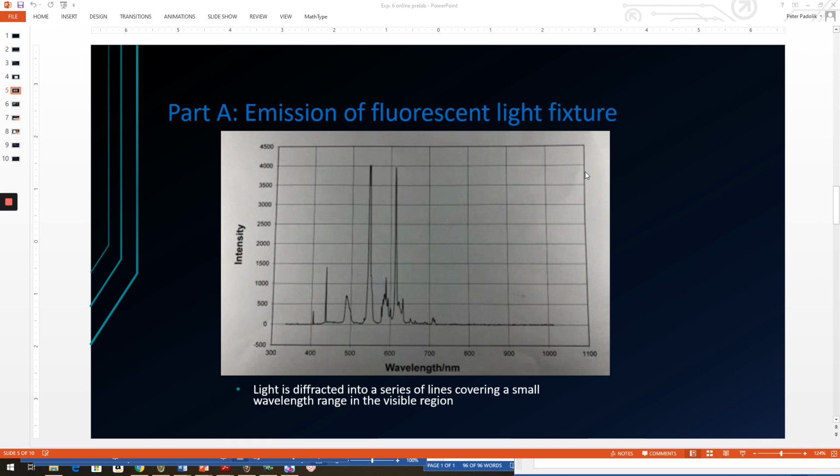This plot will be provided to you on the post-lab sheet, and this represents the emission spectrum for fluorescent light. It's a plot of light intensity versus wavelength. You will notice that when the light is diffracted, it appears only as a series of peaks, each occurring over a narrow wavelength range in the visible region. Since the color of light emitted in the visible region depends on the wavelength, each peak represents a different color of light being emitted.